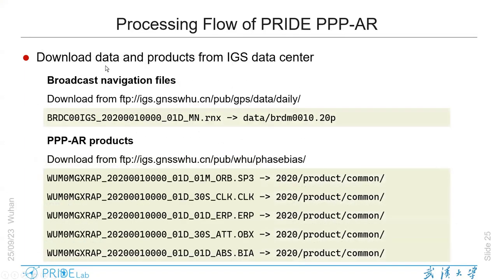Next, the program will download the broadcast navigation file and the PPP-AR products automatically. What these products mean and how they function, we will introduce in the next class. We just need to know where to get these files, so you can download them manually. That may be useful if you don't have internet access on your computer. You can download the files yourself and put them into this folder.